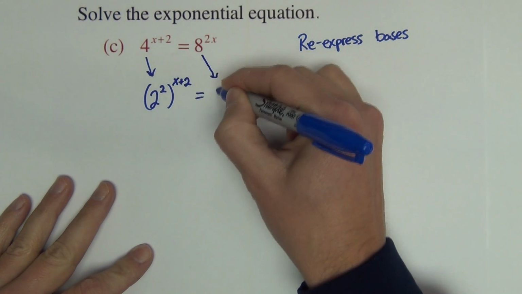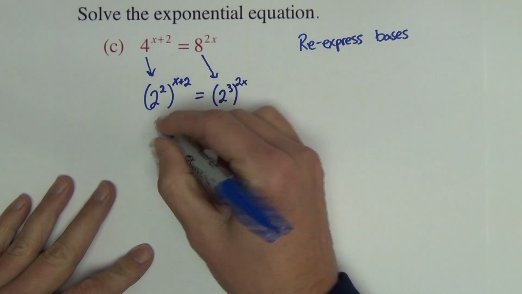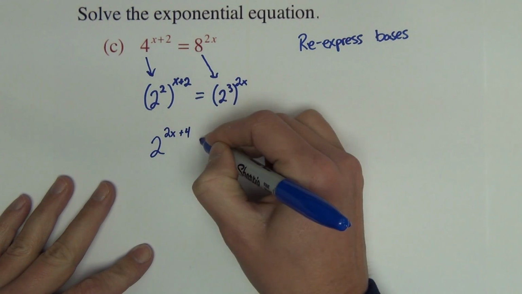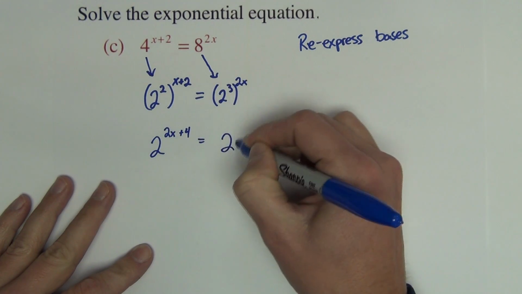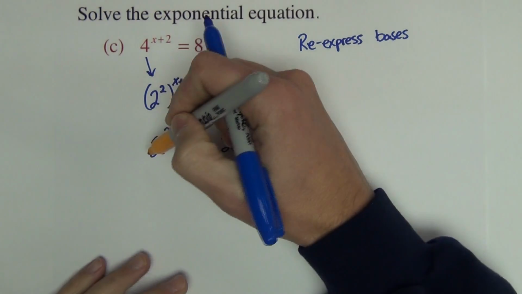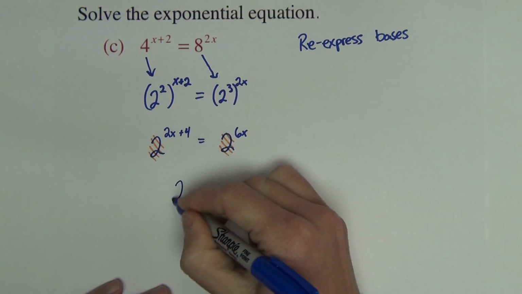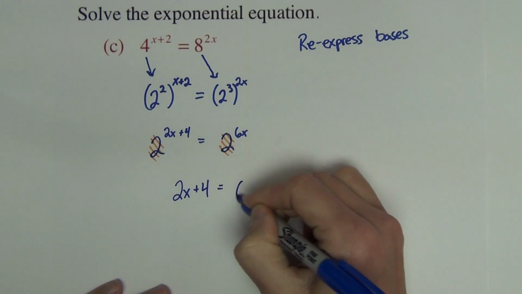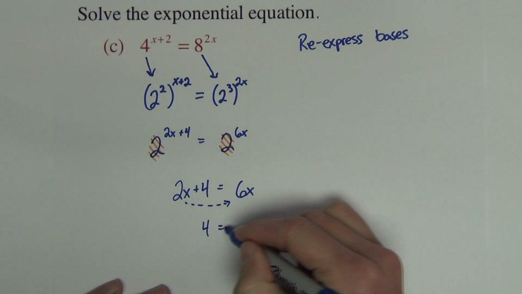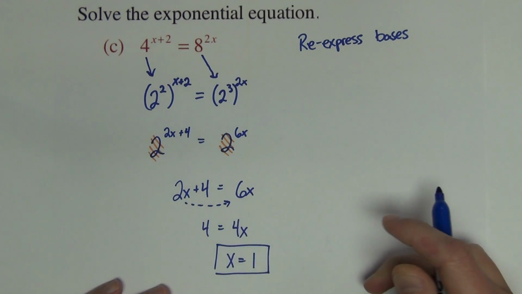The 8 is 2 cubed, and that needs to be raised to the 2x. That gives us then 2 raised to the 2x plus 4 equal to 2 raised to the 6x. Once we've made the bases identical, we can cross the bases out or ignore them and just set the powers equal: 2x plus 4 equal to 6x. I'm going to bring the 2x over here, so I get 4 equals 4x. So therefore x is equal to 1.